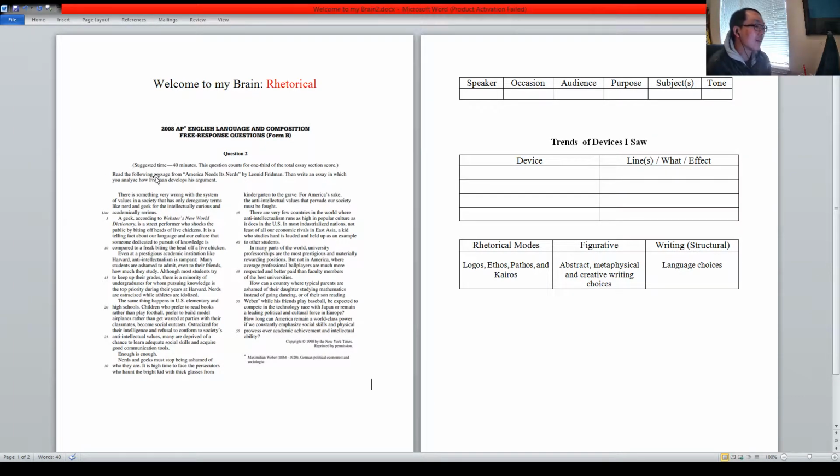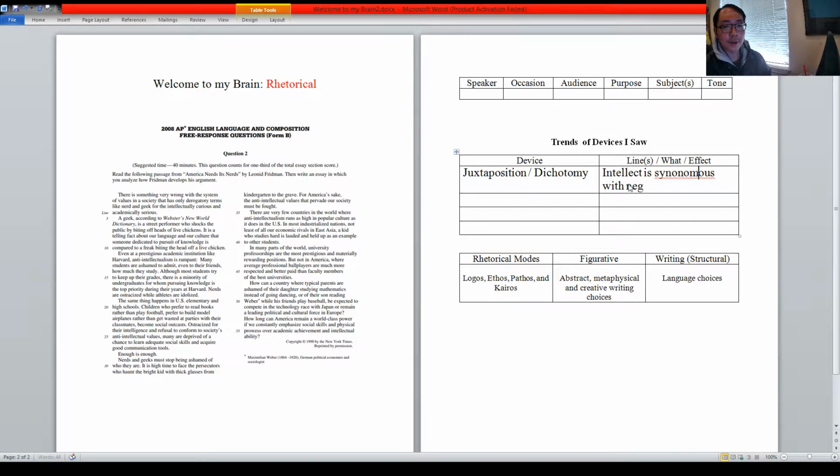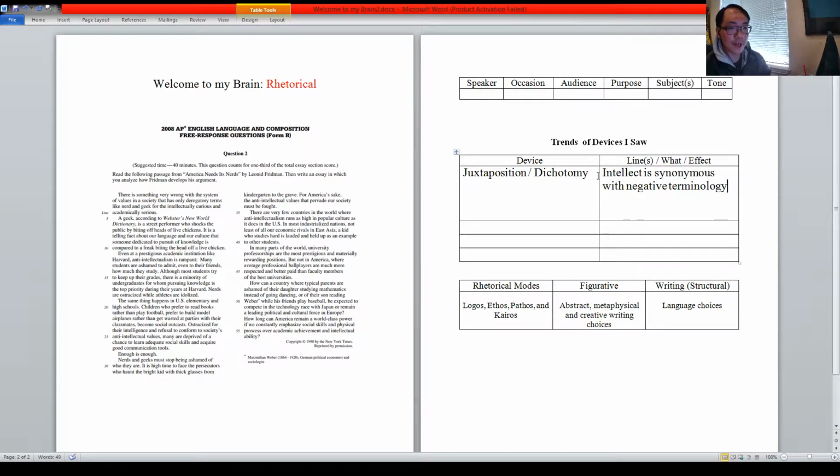So the first paragraph says, "There's something very wrong with the system of values in a society that only has derogatory terms like nerd and geek for the intellectually curious and academically serious." So already I'm noticing this juxtaposition slash dichotomy happening in America where intellect is synonymous with negative terminology. So in this case, I'm also thinking about diction, for example, right? The fact that we have these words such as nerd or geek. But it's interesting because what are these terms suggesting? People who are learned, people who are actually educated, and it supposedly has a negative connotation. So in this case, I'm thinking about diction and connotation as well.